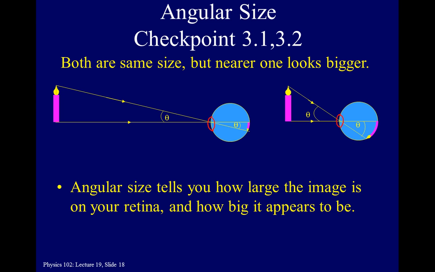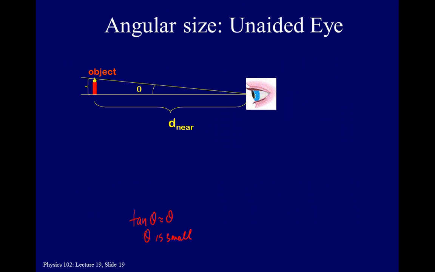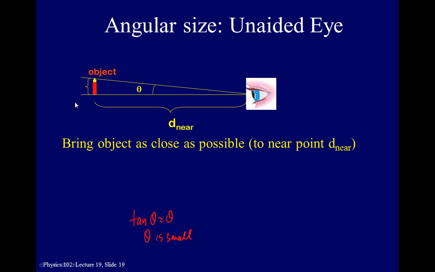So a key question is, what is the largest angular size for any object that's possible? Alright, so what is that maximum angular size? Well, it's just determined by that angle theta when you bring the object as close as you can bring it, which just means you bring it to your near point, and then that's the closest you can bring it and form a clear image on your retina. So here's a picture of that. So the object is off at the near point distance. Alright, so you bring it as close as you can.